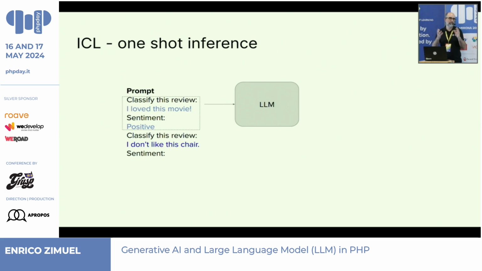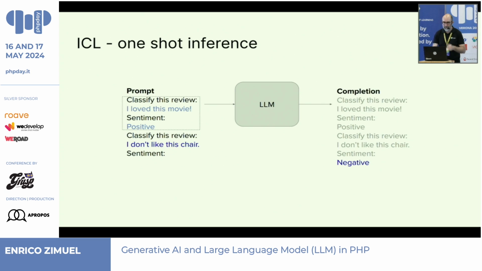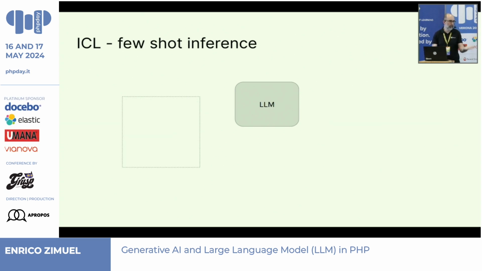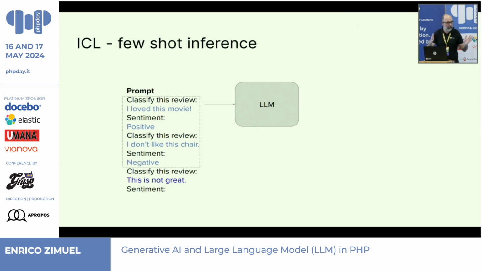This is maybe the golden rule of prompt engineering. Always try to be very, very precise of what you want. This is called one-shot inference. When you give one example, you can give more example to drive more the LLM to give you an answer, hopefully the right one.